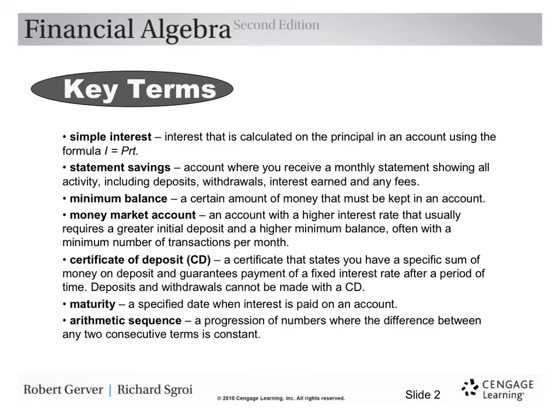Then we have certificate of deposit, or CD, a certificate that states you have a specific sum of money on deposit and guarantees payment of a fixed interest rate after a period of time. Deposits and withdrawals cannot be made with a CD. Then maturity, that's a specific date when interest is paid on an account. And lastly, arithmetic sequence. This is a progression of numbers where the difference between any two consecutive terms is constant.